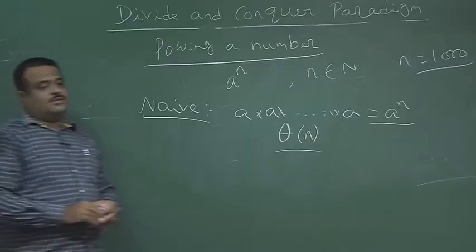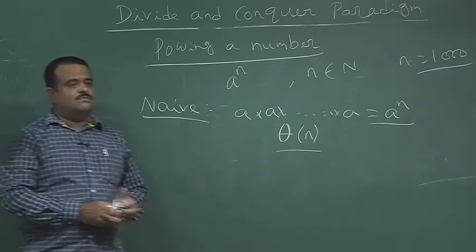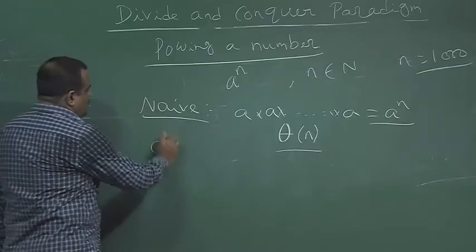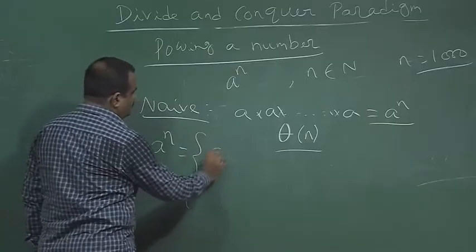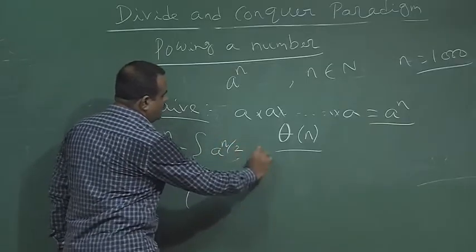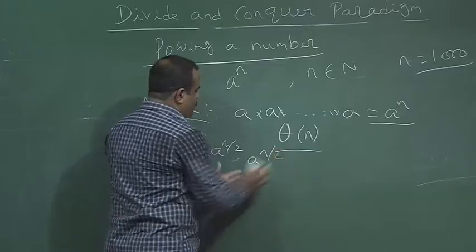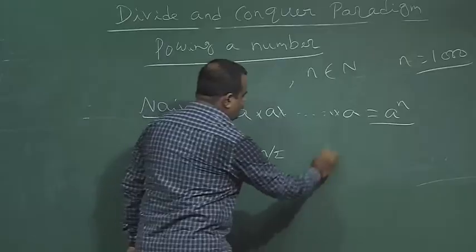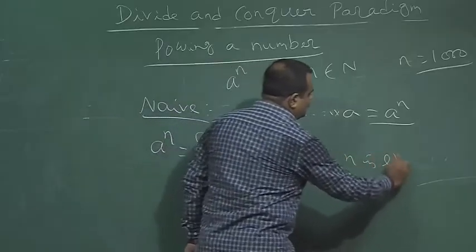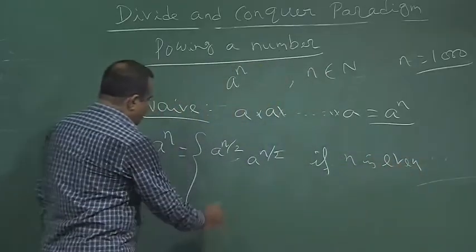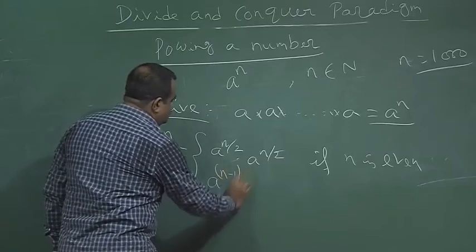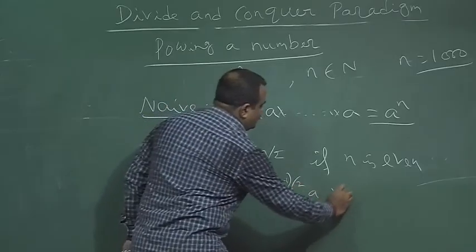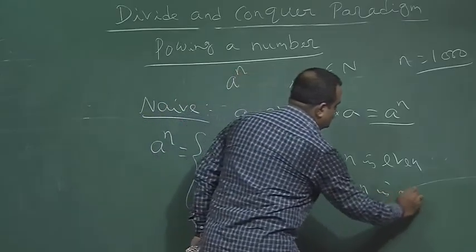Now, we want to see whether we can use the divide and conquer algorithm to solve this problem. For that we need to write the recursive form of this. a to the power n can be written as a to the power n by 2 into a to the power n by 2 if n is even, otherwise a to the power n minus 1 by 2 into a to the power n minus 1 by 2 into a if n is odd.